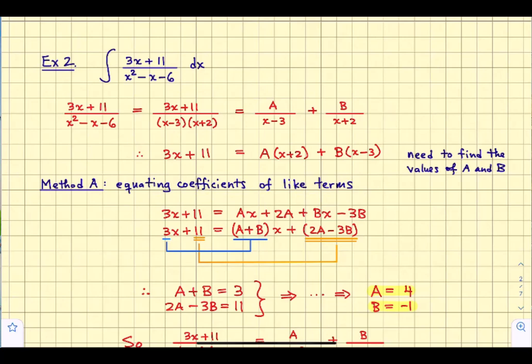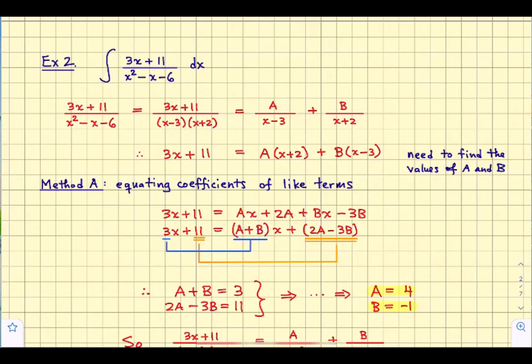So the left-hand side is what it is, 3x plus 11. The right-hand side, we just expand this out and we collect our like terms. So we get an a plus b times x, and we get 2a minus 3b as our constant term. And the idea here is if this first degree polynomial is equal to this first degree polynomial, the only way that can happen is if the coefficients of the like terms are equal. So the coefficient of the x term here is 3, that must equal the coefficient of the x term on the right-hand side.